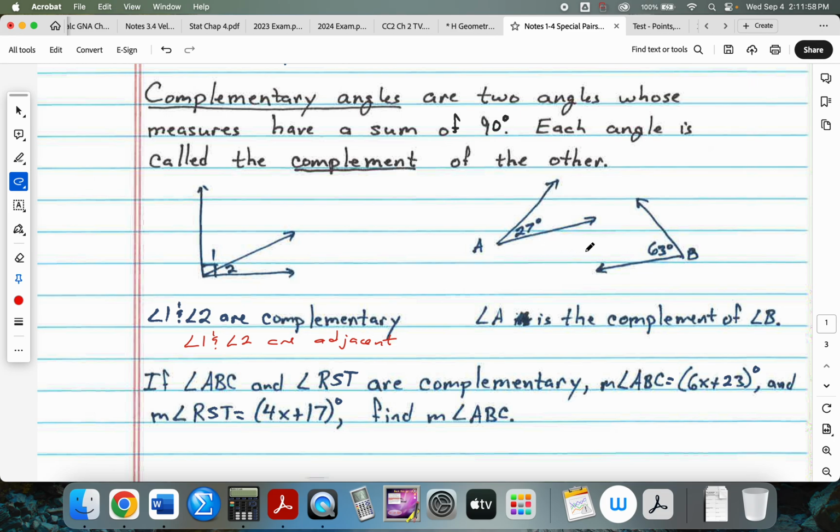Here, how do I know that A is the complement of B? Because 27 plus 63 is equal to 90. These are not adjacent. So if two angles are complementary, they don't need to be adjacent. They don't need to be next to each other. Their measures just have to add up to 90.